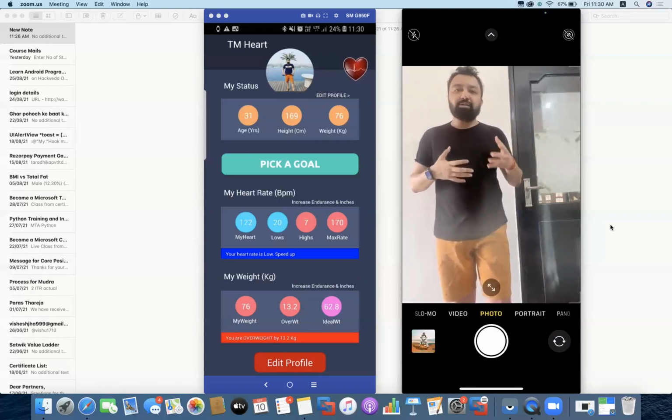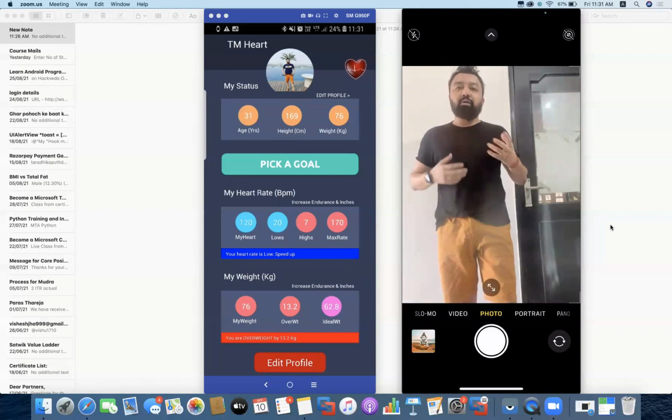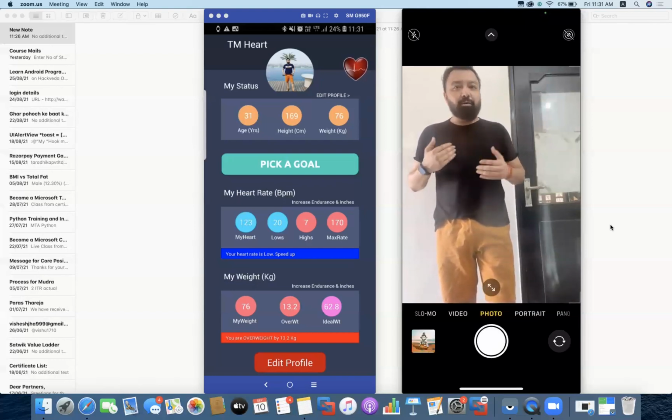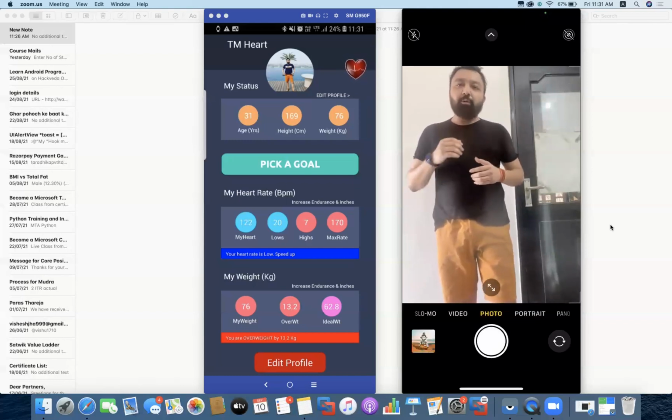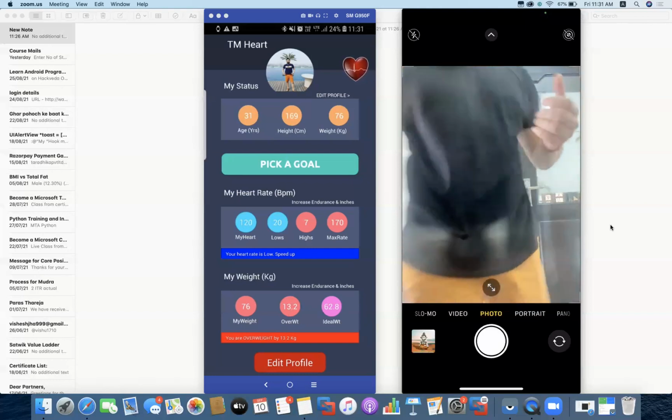In case your heart rate is going high, it will notify you in an instant so that you do not cross your heart rate limit and you do not land up with heart diseases, because you all know nowadays a lot of heart attacks are happening to people. So we are going to calculate how many times during my workout session my heart rate has gone high or gone low. Let's have a quick demonstration of how we are going to use it.